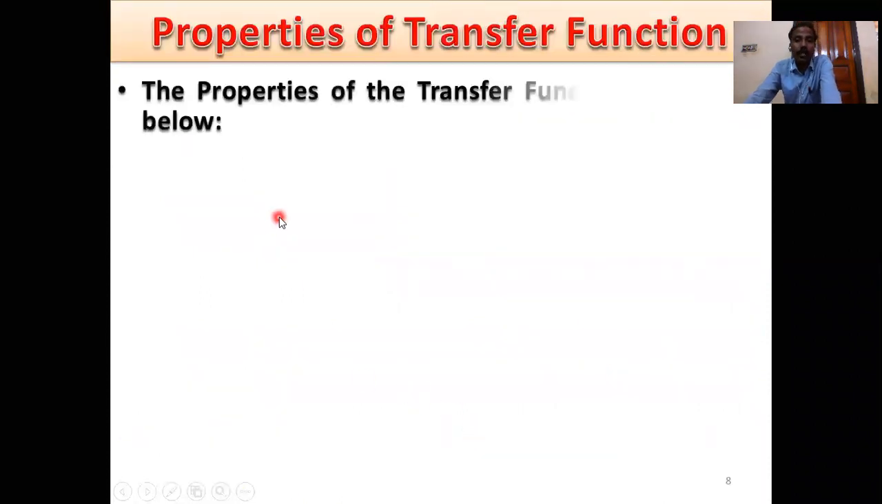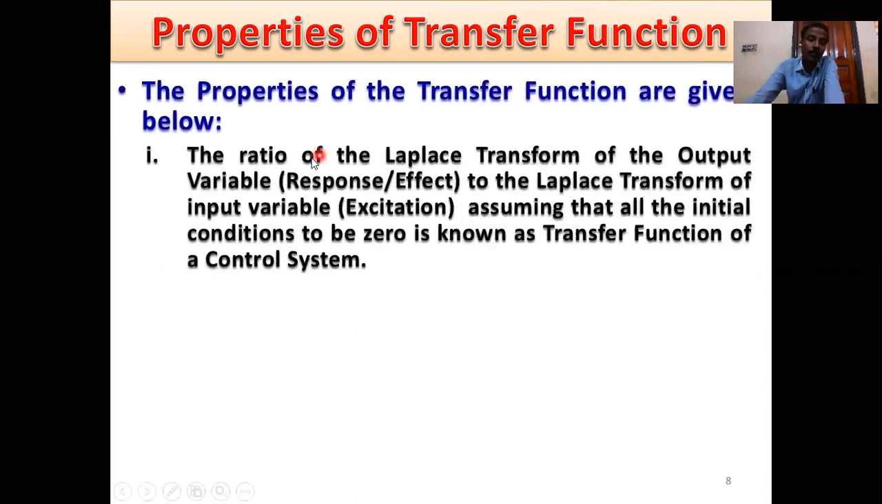Properties of the transfer function. The properties of the transfer function are given below. Property number one: the ratio of the Laplace transform of the output variable, response or effect, to the Laplace transform of the input variable or excitation, which is also called the cause, assuming that all initial conditions are zero, is known as the transfer function of a control system.